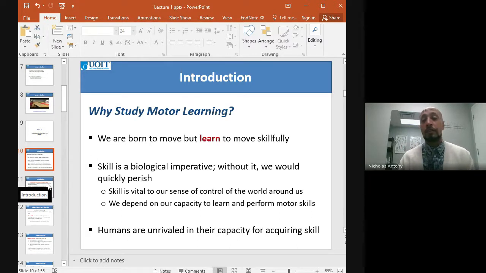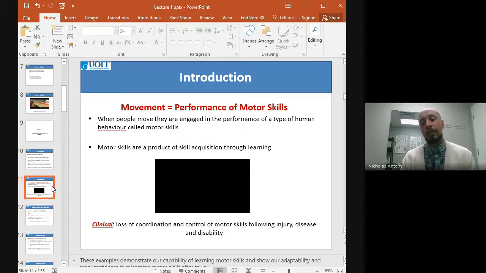Yeah, exactly. And there's parts of the brain that do that, and that's something that we have learned. But the point of what I'm trying to say is that our ability to move with purpose, or perform goal-oriented movement, is called, in research, the performance of motor skills.